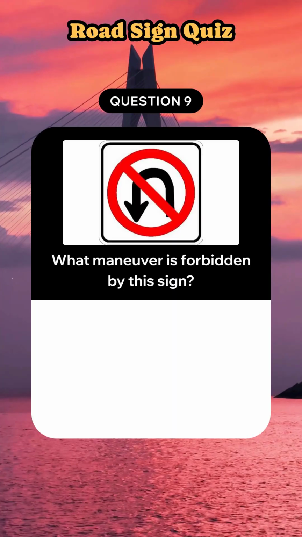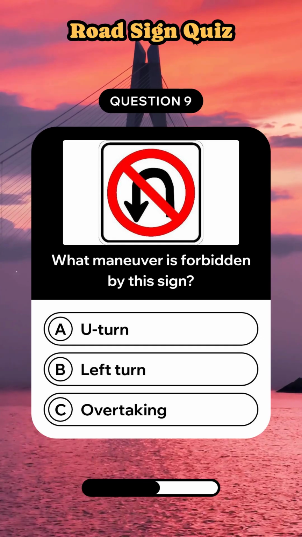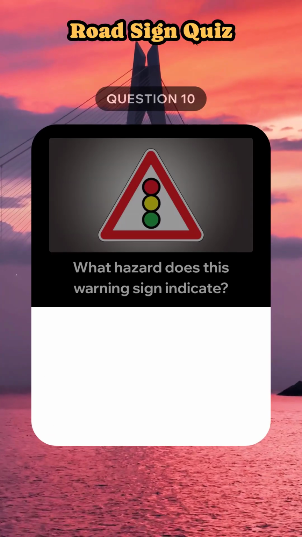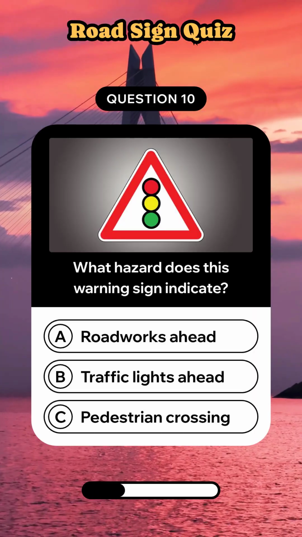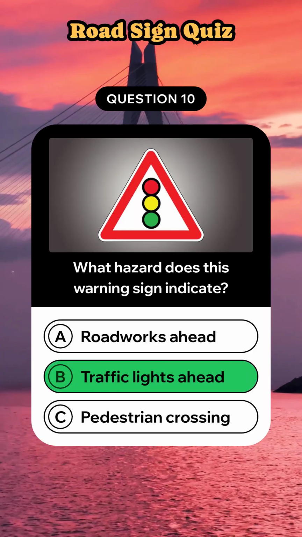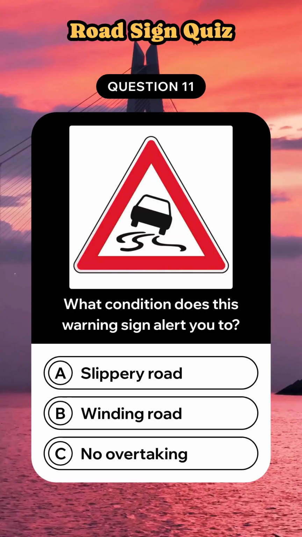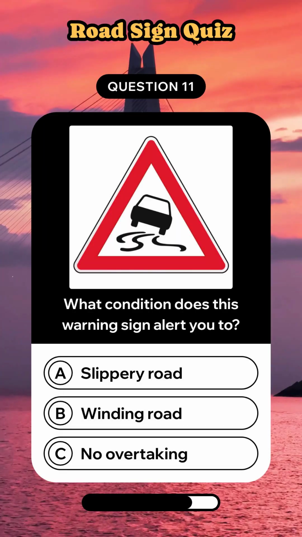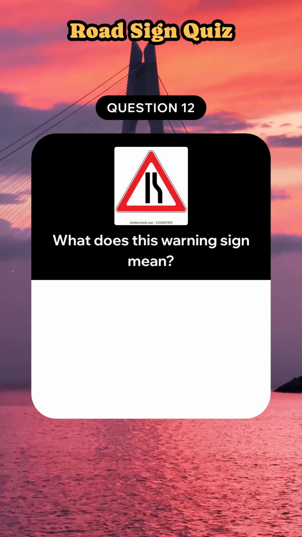What maneuver is forbidden by this sign? What hazard does this warning sign indicate? What condition does this warning sign alert you to? What does this warning sign mean?